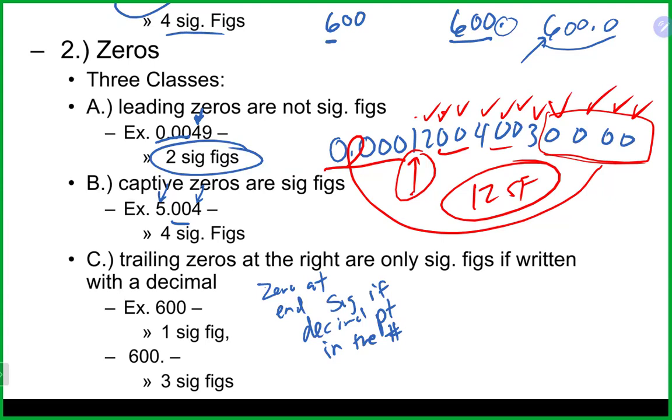Even though they come after a decimal point, we haven't hit that first non-zero yet to start counting. So they would be classified as leading zeros rather than trailing zeros. Questions on that there?